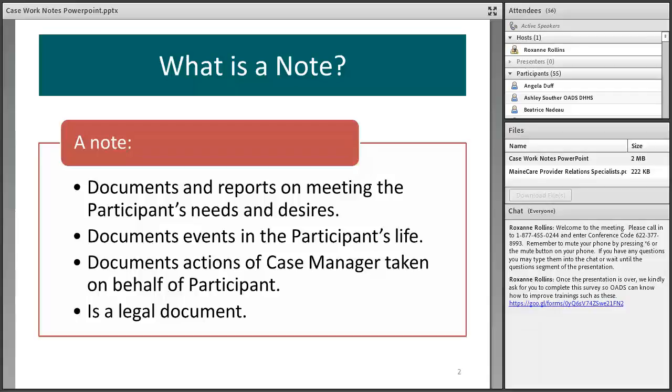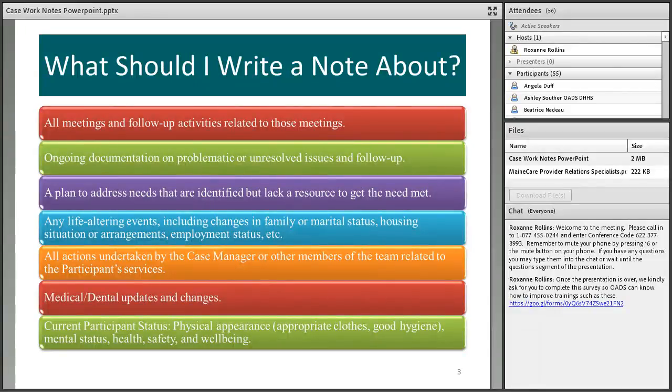A note documents events in the participant's life. It documents actions of a case manager taken on behalf of that participant, and it's a legal document. And we'll get into that a little bit as we go along about the legal document piece. That's very important.